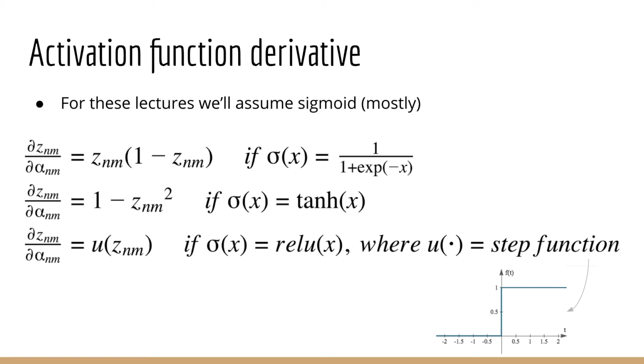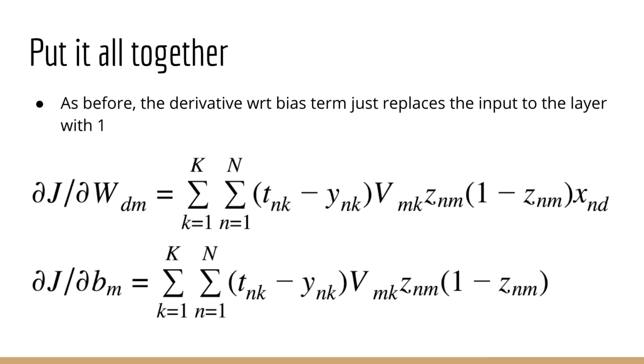As mentioned earlier, for the purpose of these lectures, we're going to assume that the hidden activation is a sigmoid, but you can easily plug in the other derivatives for the other activation functions. Finally, we can plug in all the derivatives we just found to arrive at our final answer. As before, for the bias term, we just replace x with 1.